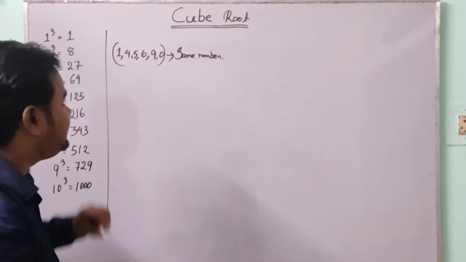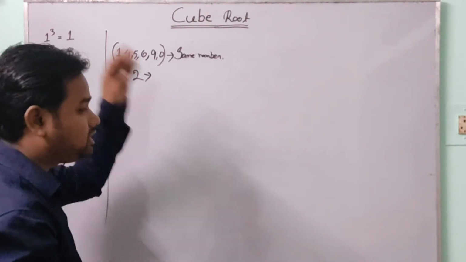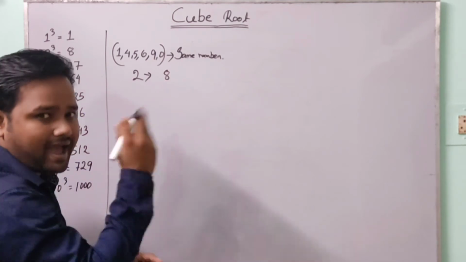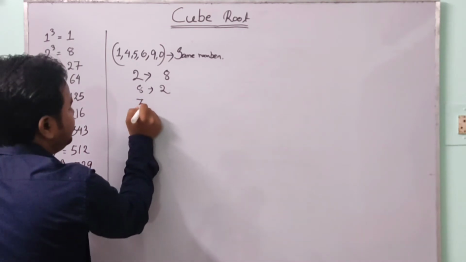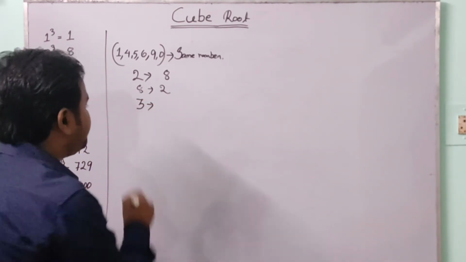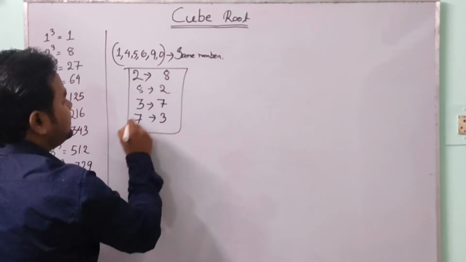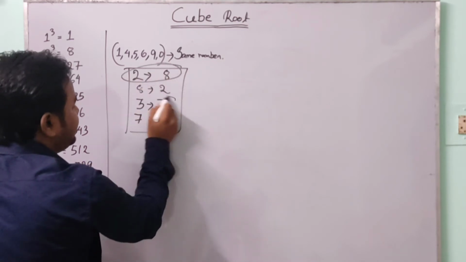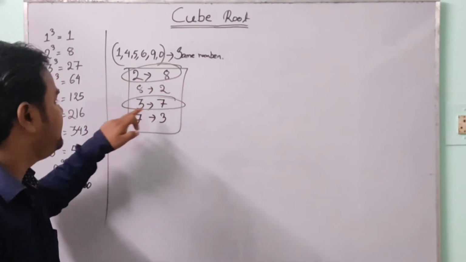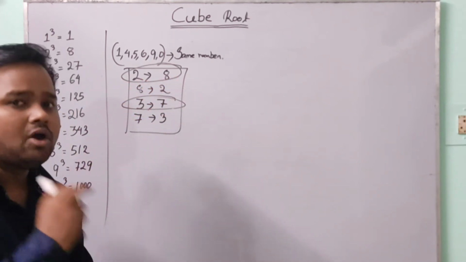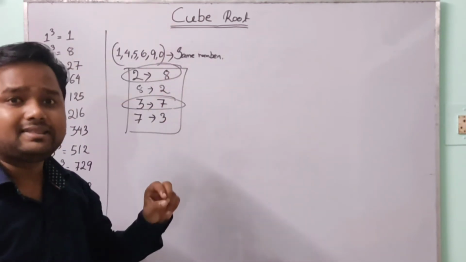And when it is 2, when the cube part has 2, in the cube root part it is written as 8 and vice versa. That means when it is 8 we can write 2. Similarly when it is 3, in the cube root part the number is 7, and when it is 7 the cube root part is 3. So most of all we have to remember 2, 8 and 3, 7. Because in place of the cube, if it is 2 we will write 8, if it is 3 we will write 7 and vice versa. Without 1, 2, 3, 7, for all the other numbers we will repeat the same thing.